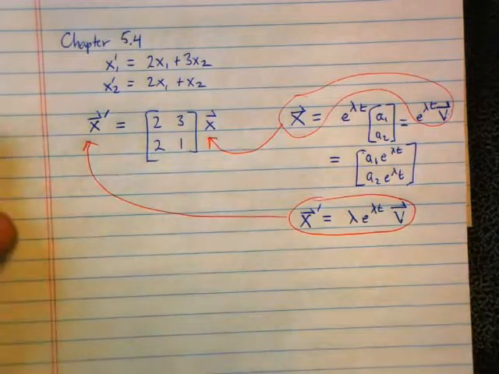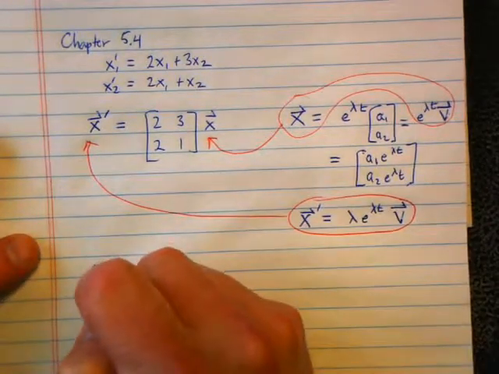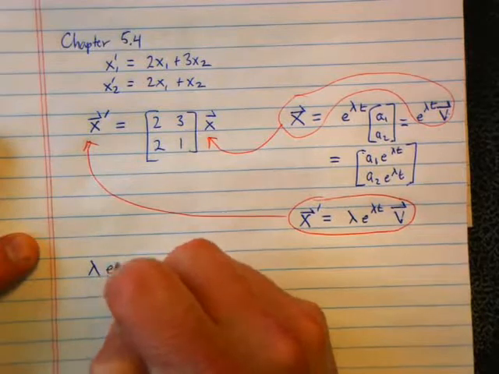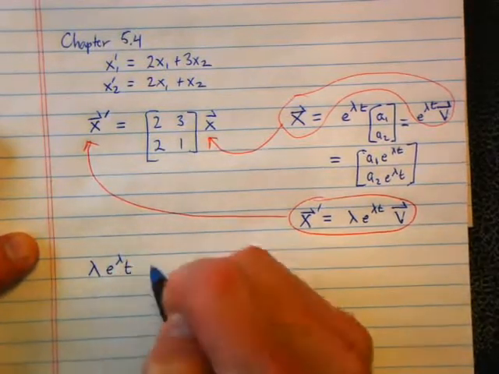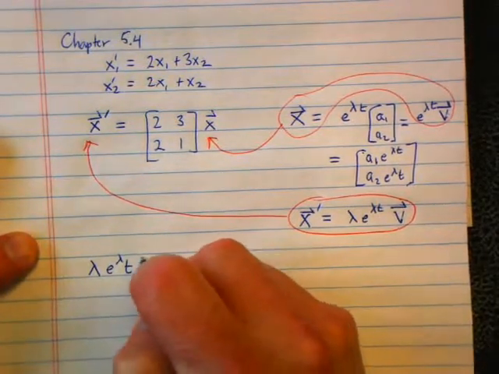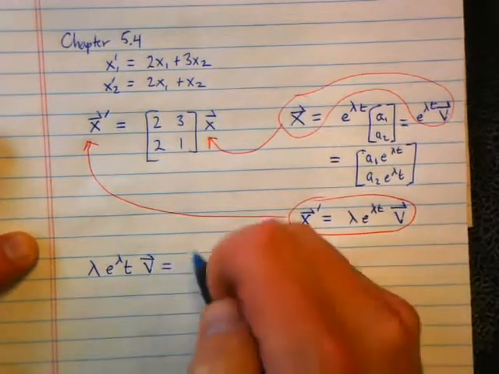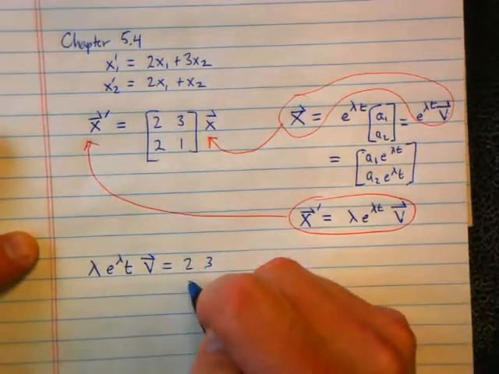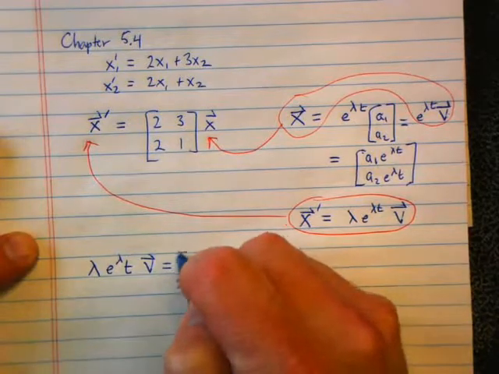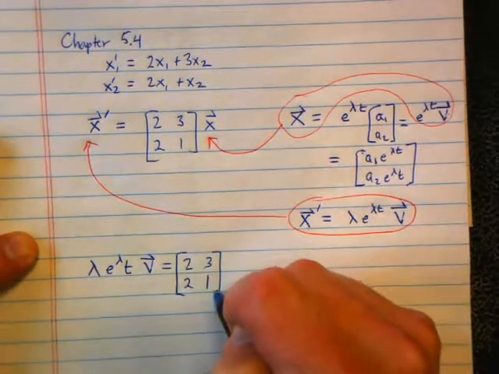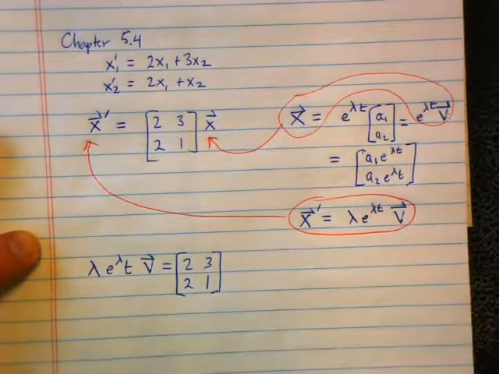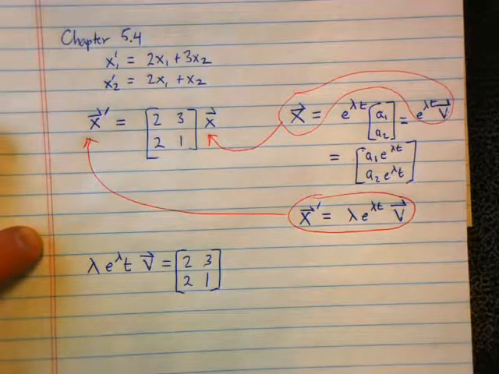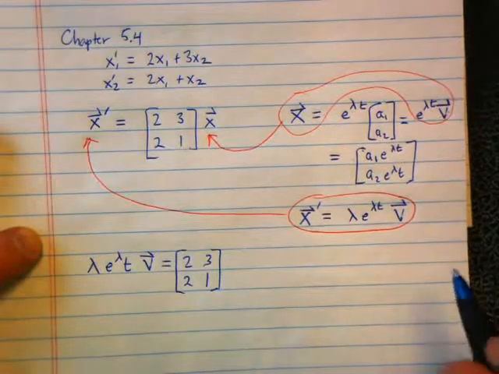So we have lambda e to the lambda t times vector v equals the matrix 2, 3, 2, 1. Someone asks if that just means lambda equals the matrix. Well, lambda's a number, so lambda can't equal a matrix. You would just divide by the exponential. Yes, in a minute, let me plug everything in.